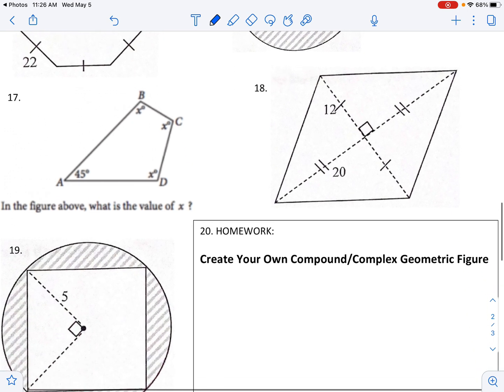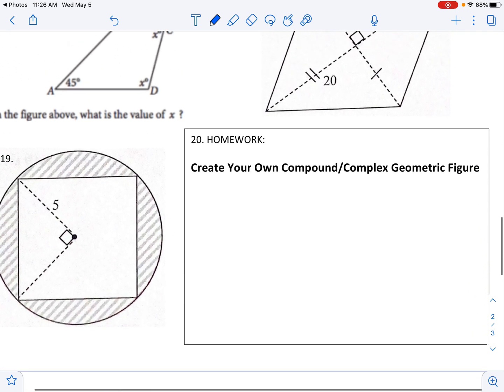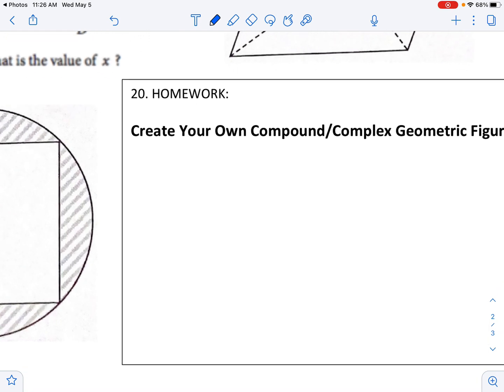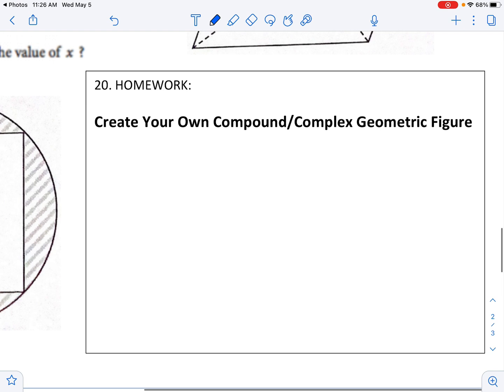Areas of triangles. The homework. So when I used to teach this unit in my previous school, I spent a lot of time trying to come up with compound and complex figures. So talking about a compound figure, this is where you add 2 or more shapes together.